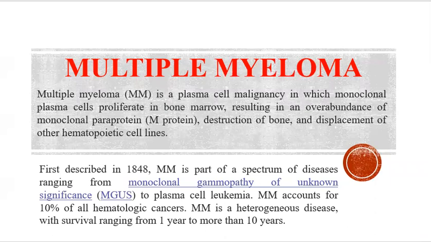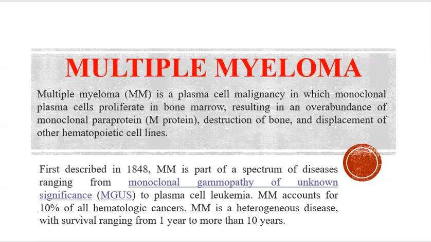Multiple myeloma is the plasma cell malignancy in which monoclonal plasma cells proliferate in the bone marrow, resulting in an overabundance of the monoclonal paraprotein, destruction of bone, and displacement of other hematopoietic cell lines. Mostly described in the first half of the 19th century, it is part of the spectrum of disease ranging from monoclonal gammopathy of unknown significance to plasma cell leukemia.